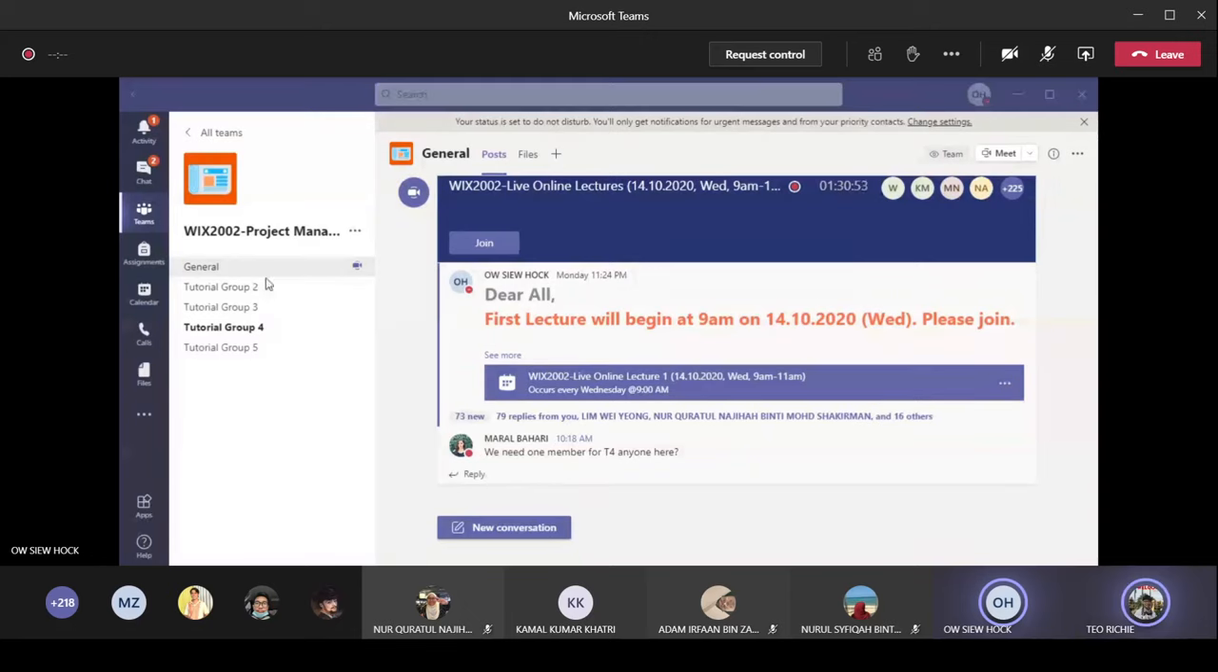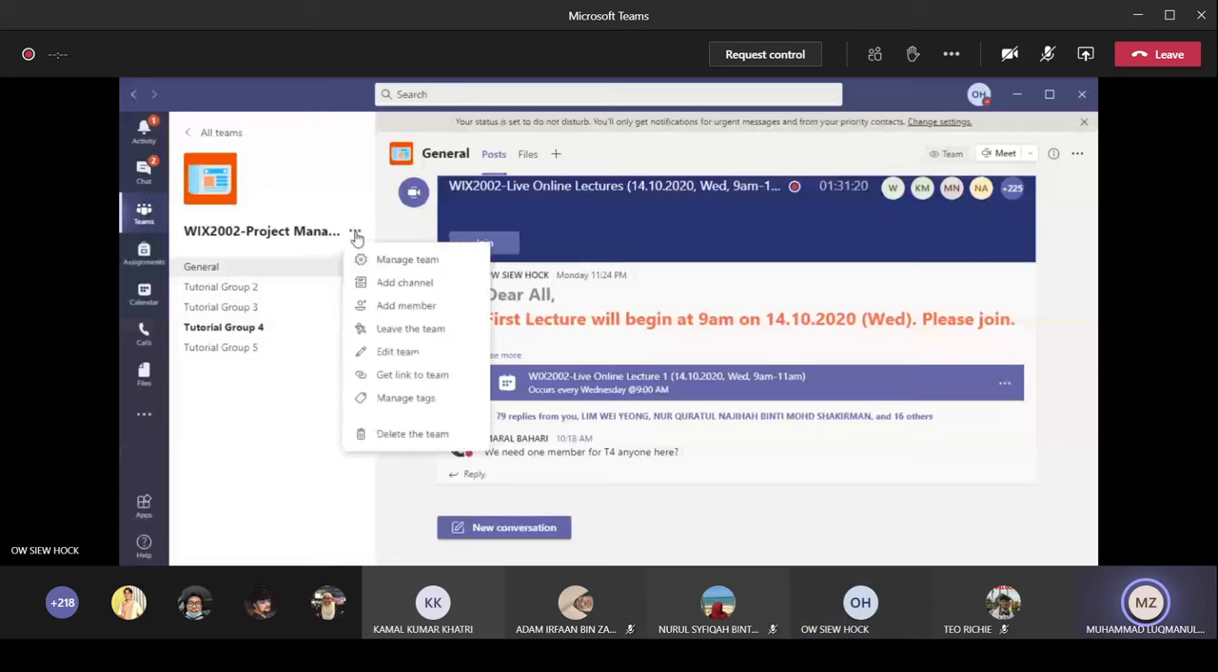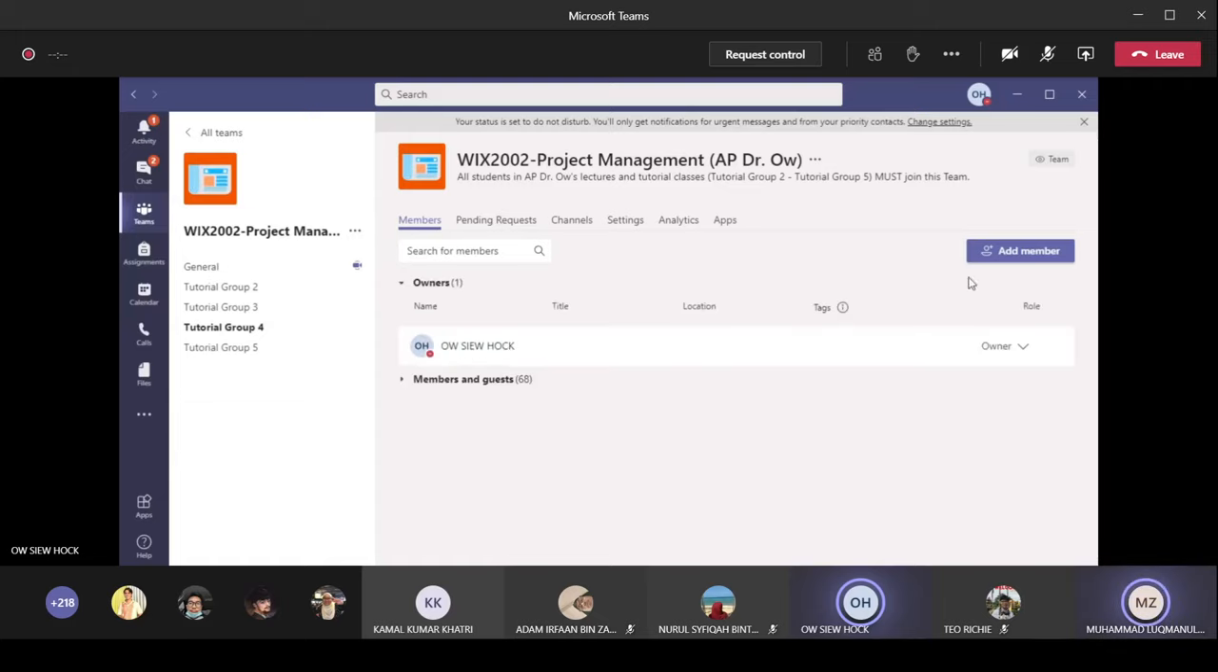Okay. Yes. I think to generate the QR code, there is a button, manage team. No need for the QR code. The code for the team is much easier than the link to the team. The three-dot button that you clicked just now. Okay, the manage team. Manage team, okay. Then? Select settings and scroll down to the team code.